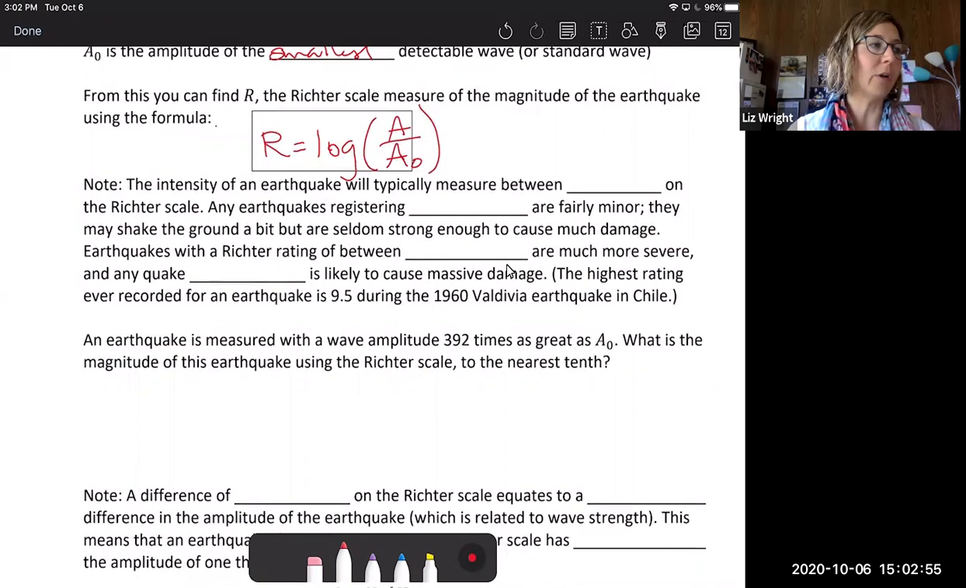So then we've got this note. The intensity of an earthquake will typically measure between 2 and 10 on the Richter scale. Any earthquakes registering below 5 are fairly minor. That doesn't mean it's minor for the people encountering them.